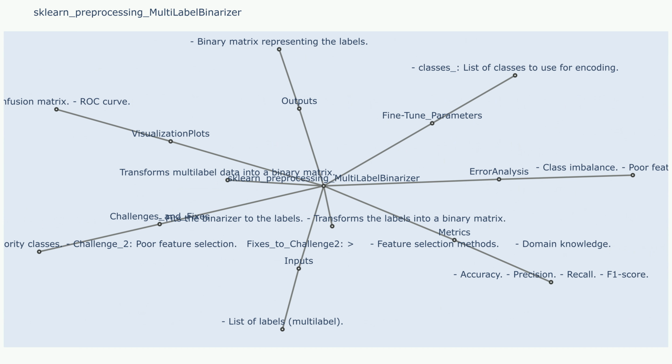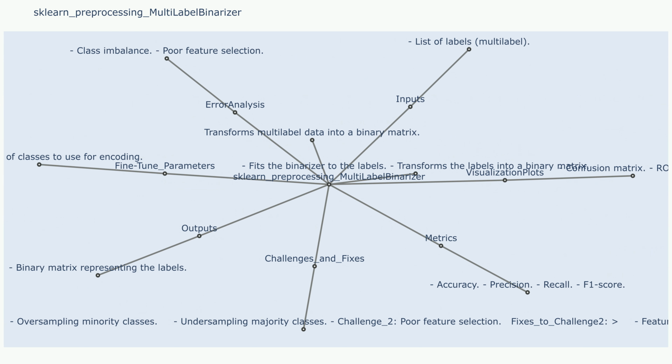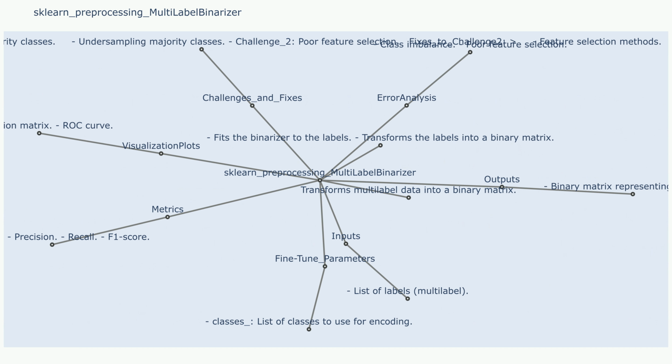Visualization plots. Confusion matrix: this plot shows the distribution of true and predicted labels. Precision-recall curve: this plot shows the trade-off between precision and recall for different thresholds. ROC curve: this plot shows the trade-off between true positive rate and false positive rate for different thresholds.